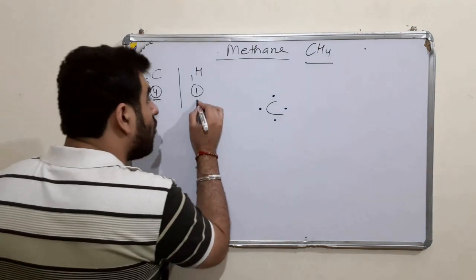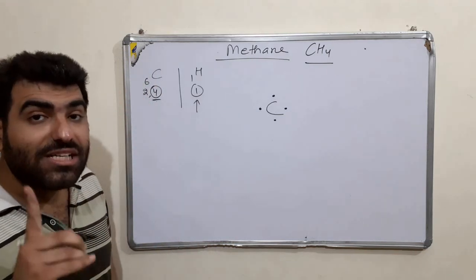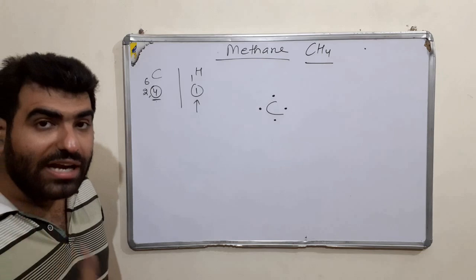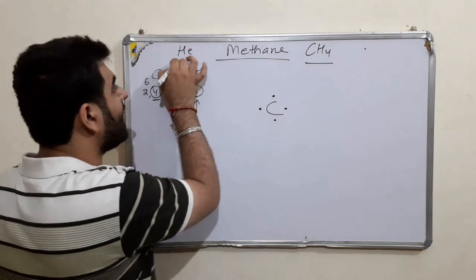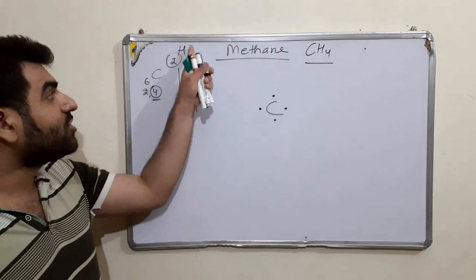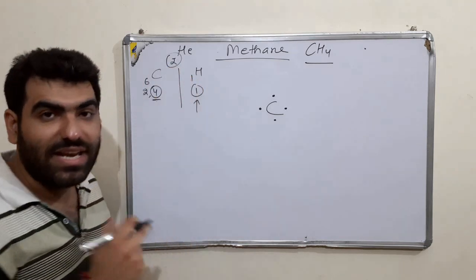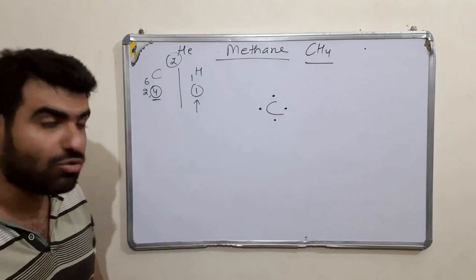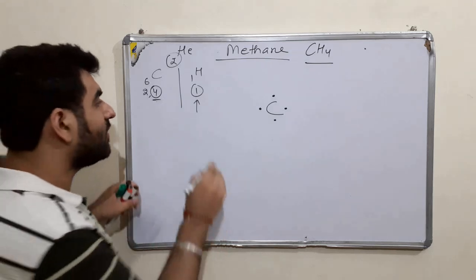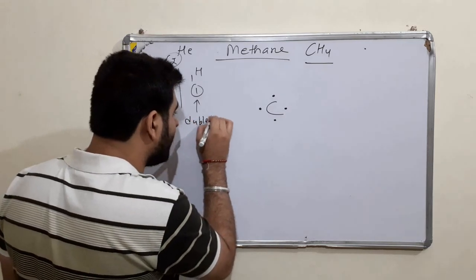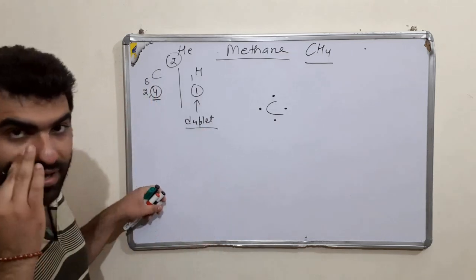And what about hydrogen? Hydrogen needs only 1 electron to resemble the nearest noble gas, which is helium. Hydrogen has 1. The nearest noble gas is helium, which has the electronic configuration 2. So it will need only 1 electron to complete its duplet. Here there is no octet, there is a duplet. So it will complete its duplet by taking 1 electron.